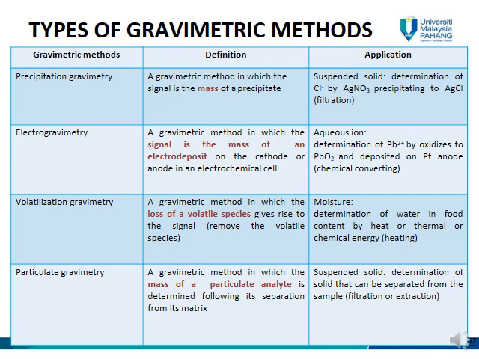Okay, so last one is the particulate gravimetry. So in this method, it does measure the mass of particulate analyte by using a certain suppression technique, like suspended solids. So here we can see to determine the solids that can be separated from the sample via filtration or extraction.